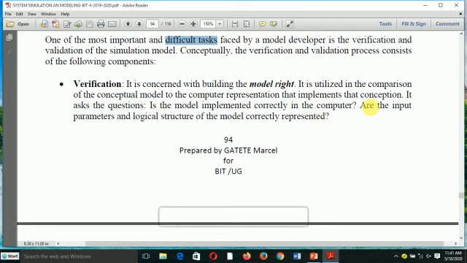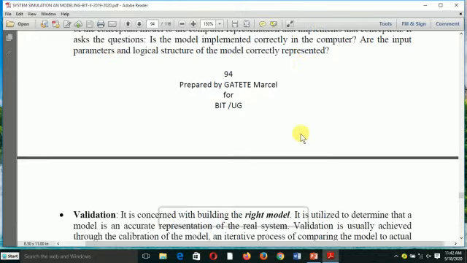Or you can ask yourself: are the input parameters and the logical structure of the model correctly represented? You are able to see the input parameters, for example, parameters such as mean and variance. So you are going to check if those parameters are correctly represented in the computer.